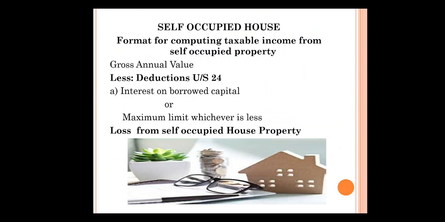And then we move on to self-occupied houses. Calculation of income from self-occupied houses. In this, first we take the gross annual value. Gross annual value for self-occupied houses is always nil. From that, we reduce the deductions under section 24. There is only one deduction for self-occupied houses, that is interest on borrowed capital. So the final answer we get is always a loss from self-occupied house property.